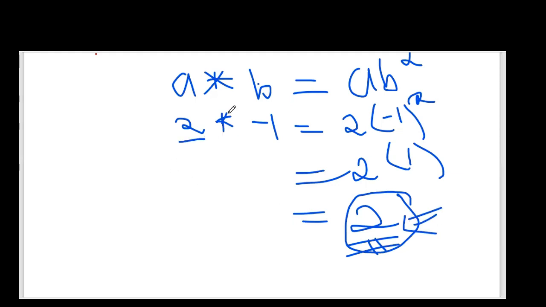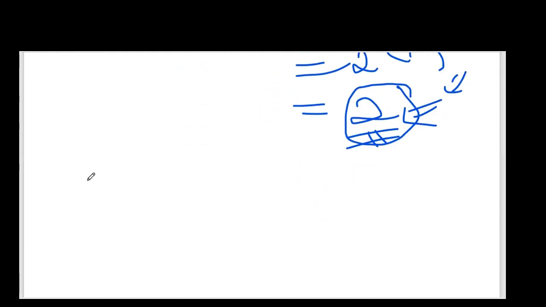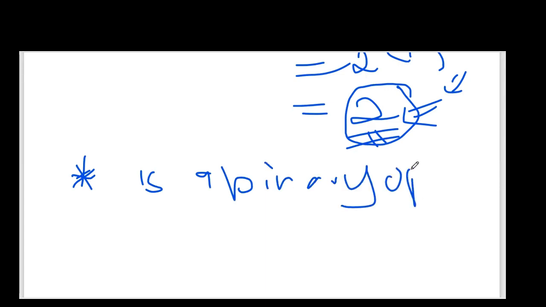So I got real numbers, applied the operation, and my answer again is a real number. If that property is satisfied, then we say that therefore my operation star is indeed a binary operation. That's how you show it. So this was how to show.